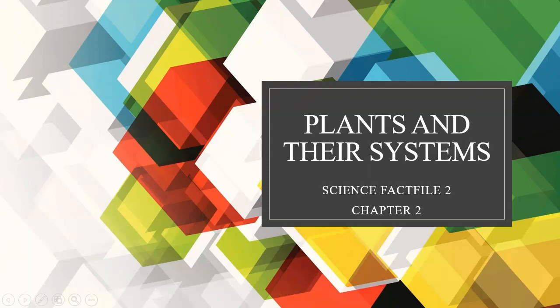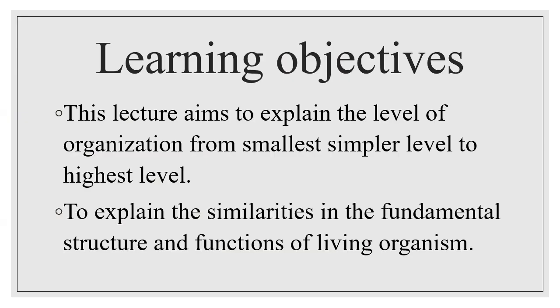So, this lecture is from Science Fact File 2, Chapter 2, Plants and Their System. But before we dig in, let us have an introductory concept on levels of organization and compare plant and animal systems. The learning objectives of this class: this lecture aims to explain the levels of organization from the smallest, simpler level to the highest level. It also explains the similarities in the fundamental structure and function of living organisms.